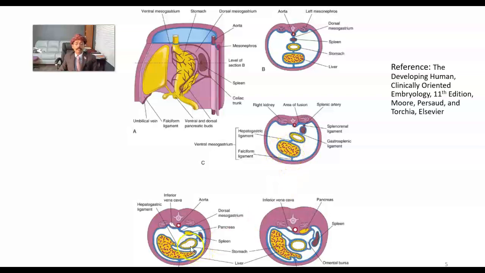Here, if you look, spleen, the pancreas, it is going to be retroperitoneal. This is the hepatogastric ligament here. This is the falciform ligament from the liver to the anterior abdominal wall. Okay, it contains the ligamentum teres hepatis. So here again the pancreas is now retroperitoneal. The spleen is also in the dorsal mesogastrium. It is going towards the left. Okay, this is the liver.